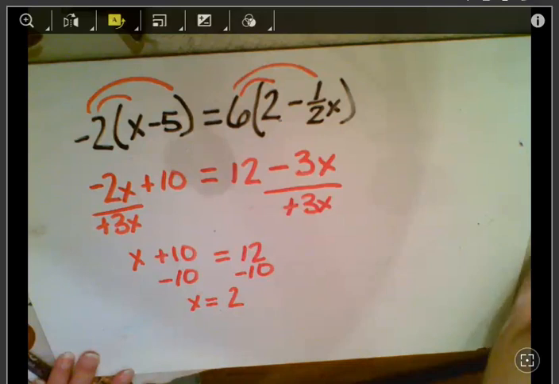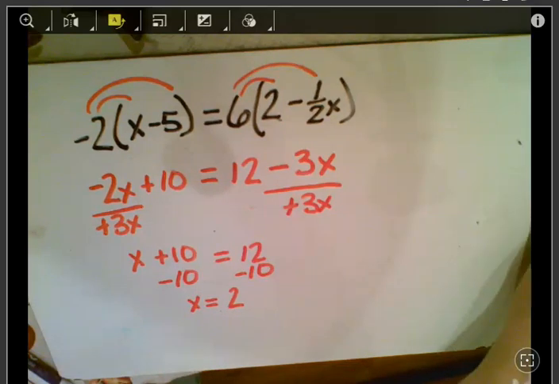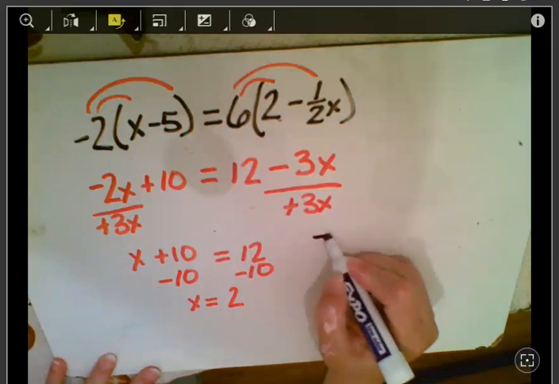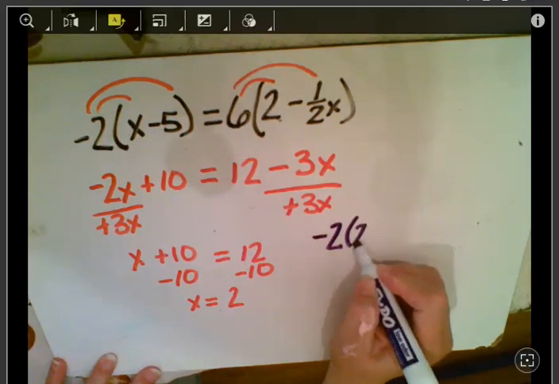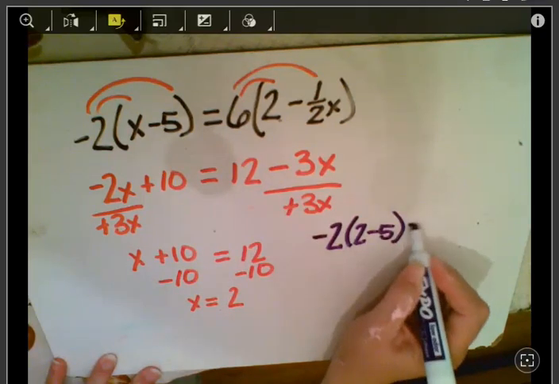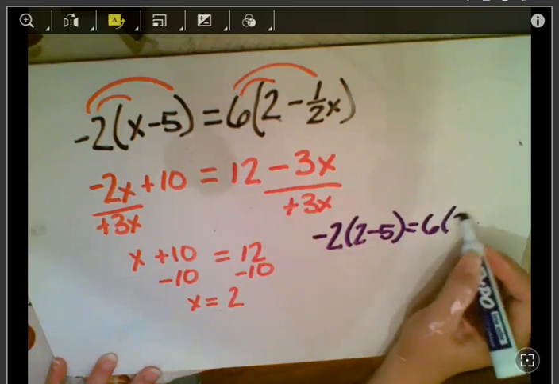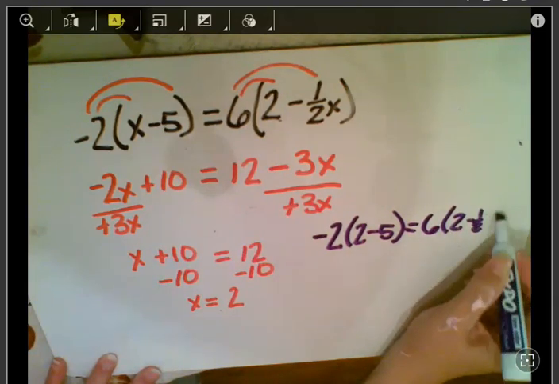Now I want to double check that answer before I go any further. So I can replug 2 into every x up here. So 2 times 2 minus 5 equals 6 times 2 minus a half times 2.